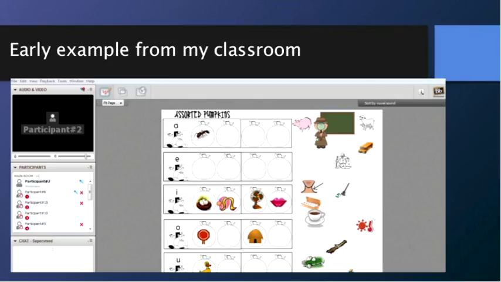If we have time at the end, I'm happy to let you go back and listen to it. But I did take the screenshot because I wanted you to see that this is actually my classroom. We were sorting by vowel sound.